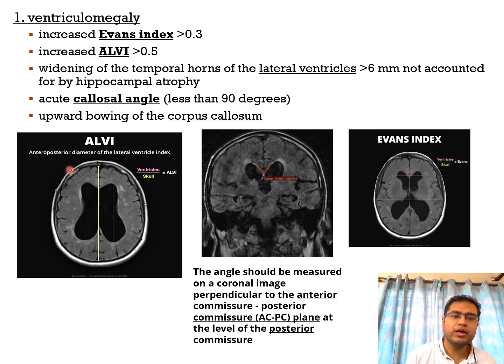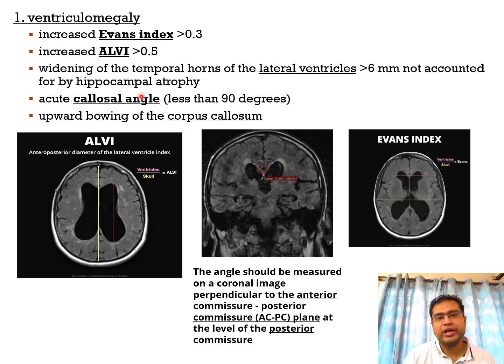Then there is something called AVLI, that is the antero-posterior diameter of the lateral ventricle index, which is calculated by the antero-posterior diameter of the ventricles divided by the inner diameter of the skull. When it is more than 0.5, it is suggestive of ventriculomegaly. Then there is widening of the temporal horns of the lateral ventricles to more than 6 mm.